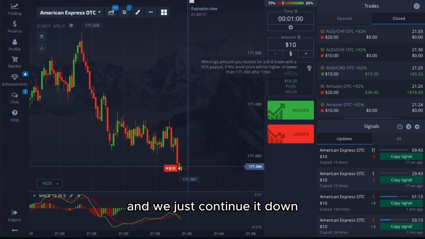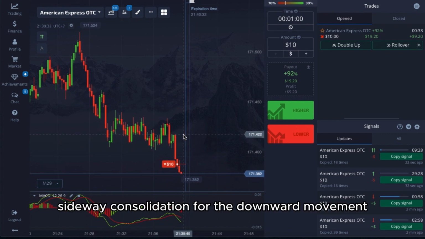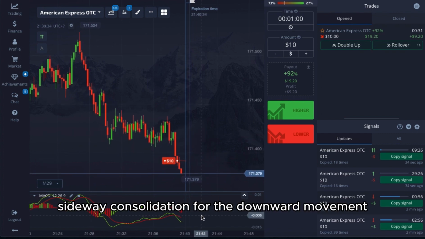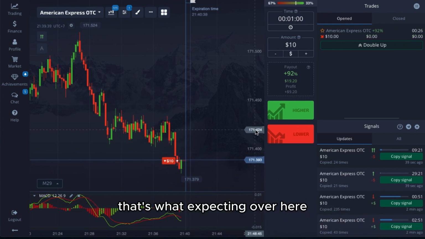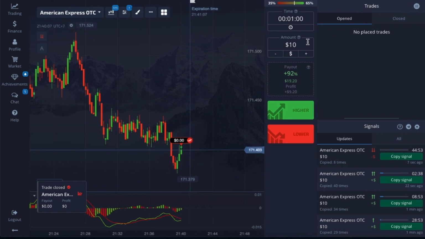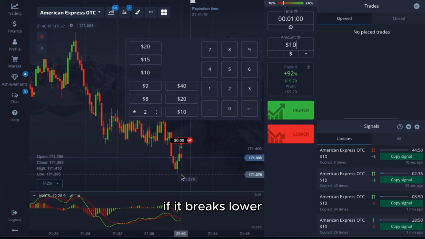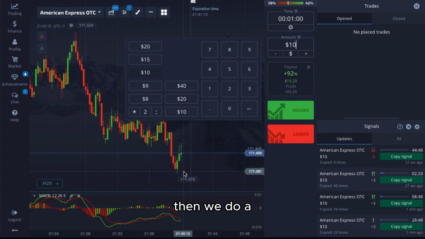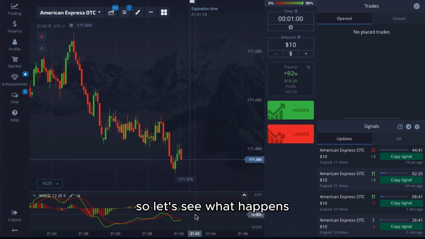Previously going down, and we'll just continue it down. So down spike, sideways consolidation, further downward movement, another sideways consolidation, further downward. That's what we're expecting over here. We might have to take it on the reversal. So let's just see, okay? Let's see what happens. If it breaks lower, then we do another put trade, or if it crosses up, then we will do opposite direction. So let's see what happens.